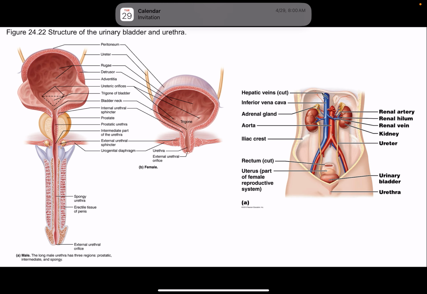And so you can see that here. This is male versus female here. But here are the rugae, the folds within it. That's the rugae. You can see the trigone as well. The ureters enter through the posterior lateral edges of the urinary bladder as well. And then we'll get into the urethra next.